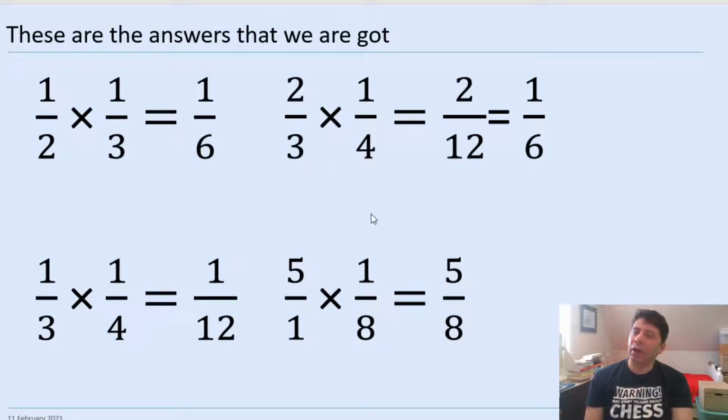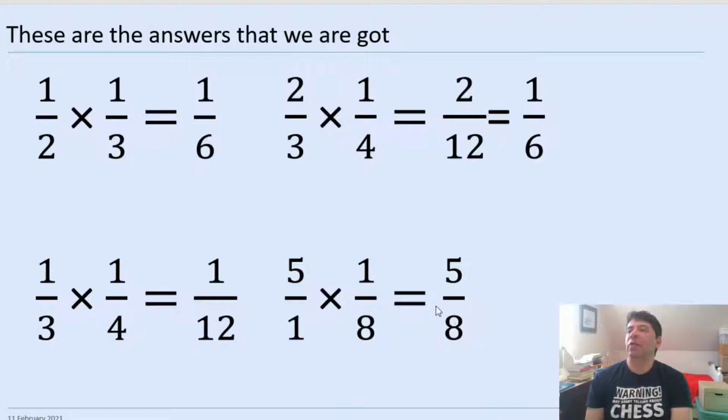So what we're going to do now is look at all the different results that we've got and try to understand a bit about what's going on. What we see from the first one is, if you multiply the top two numbers together, you get the top number. If you multiply the bottom two numbers together, you get the bottom number. So 1 times 1 is 1, 2 times 3 is 6. So if you multiply the numerators, you get the numerator. If you multiply the denominators, you get the denominator. Same here, 2 times 1 is 2, 3 times 4 is 12, and then we can cancel down. 1 times 1 is 1, 3 times 4 is 12. 5 times 1 is 5, 1 times 8 is 8.